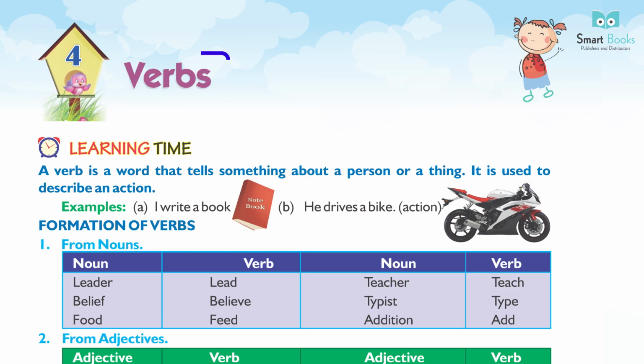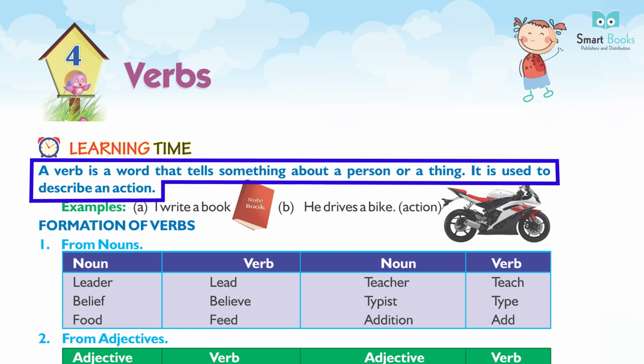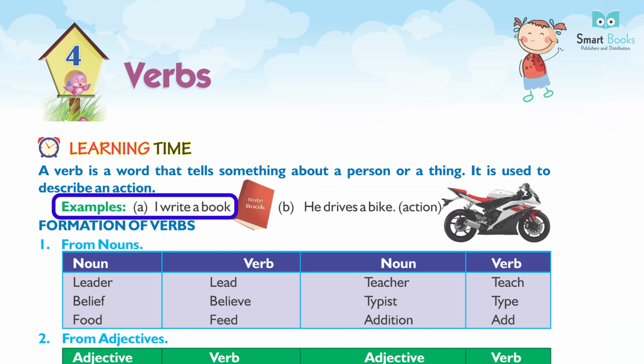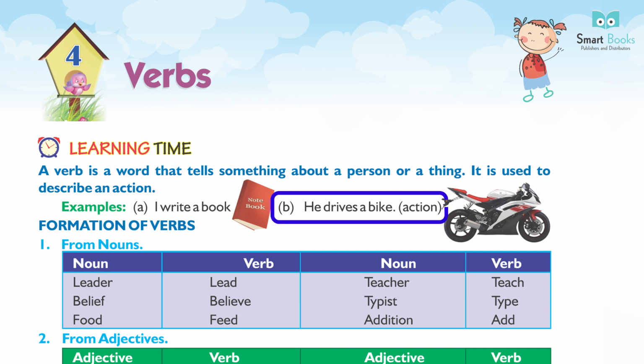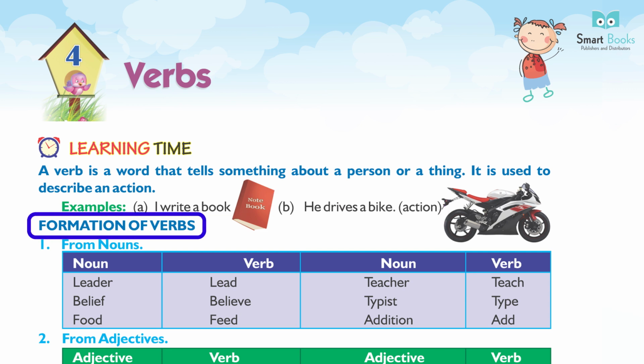Chapter 4: Verbs. Learning time. A verb is a word that tells something about a person or a thing. It is used to describe an action. Example: I write a book. He drives a bike.